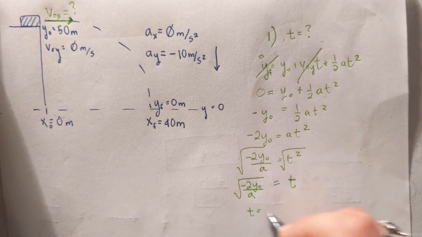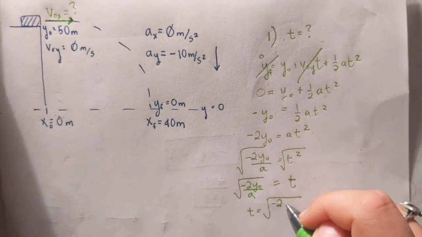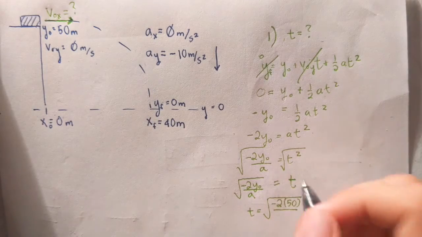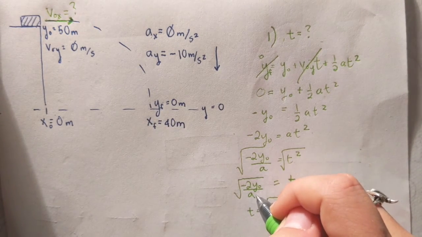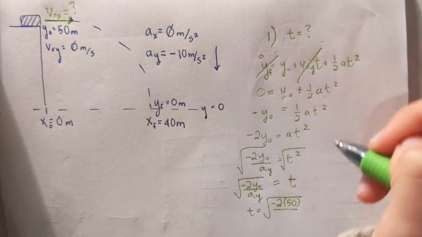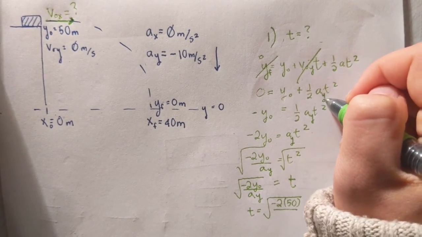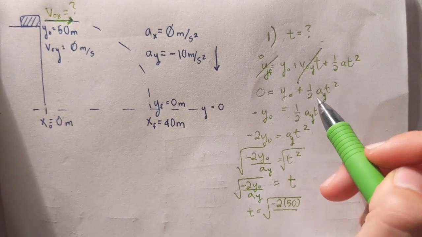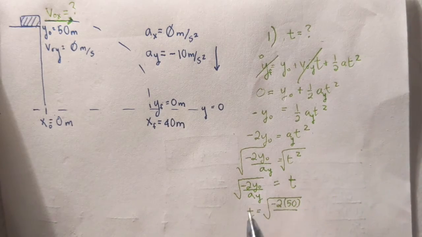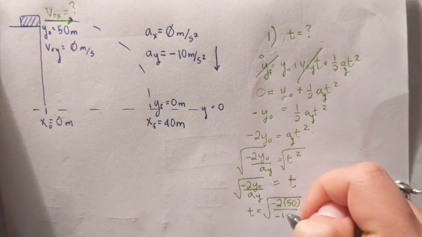So t equals the root of -2 times the starting height, which is 50 meters, so times 50 over the acceleration, and oh my goodness, I forgot to put an a sub y. Why did I do that? For all of these accelerations. What a terrible thing to do. So because we're talking about vertical stuff, this should have been an a sub y, a vertical acceleration the entire time. My mistake, sorry.